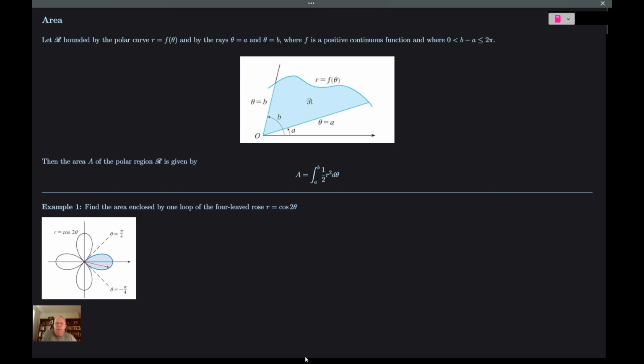Here we are at the last section in the Calculus 2 course, continuing with polar coordinates. We're going to start doing calculus in this section with polar coordinates, and so we'll start with area.